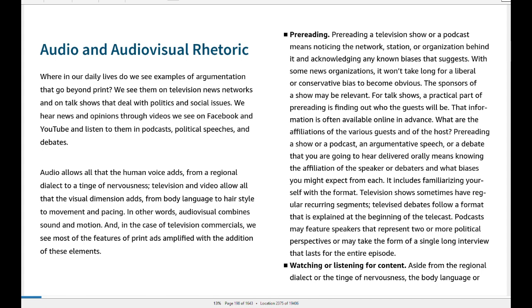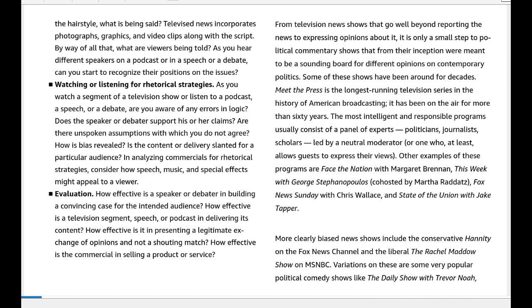Watching or listening for content. Aside from the regional dialect and the tinge of nervousness, the body language or the hairstyle, what is being said? Televised news incorporates photographs, graphics, and video clips along with the script. By way of all of that, what are viewers being told? As you hear different speakers on a podcast or in a speech or a debate, can you start to recognize their positions on the issue?